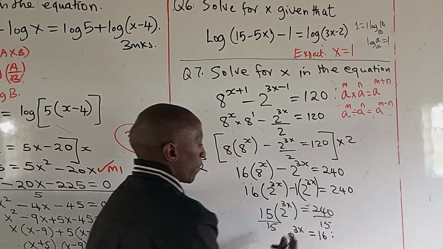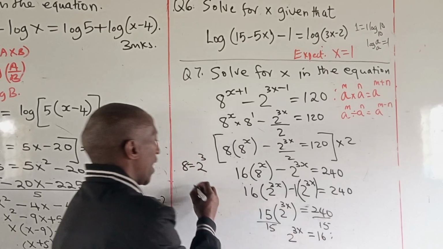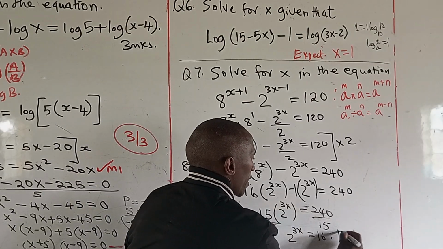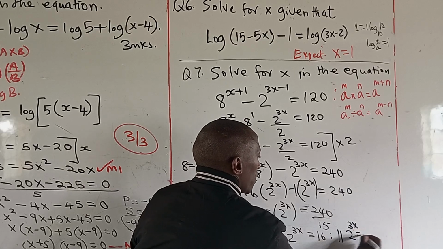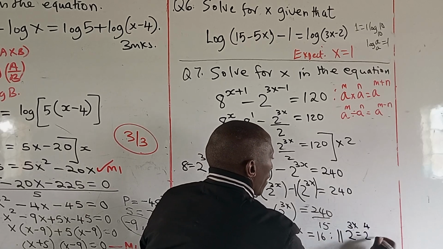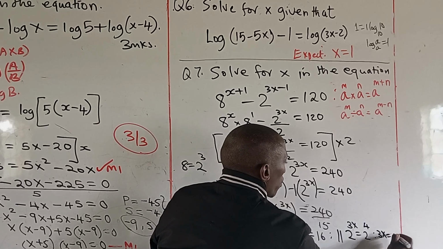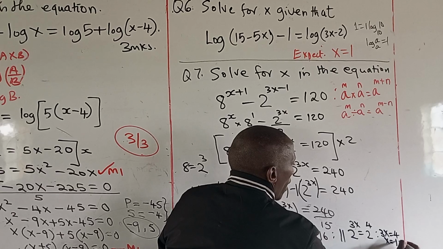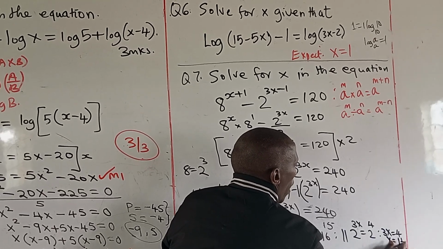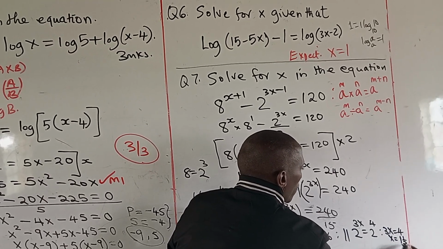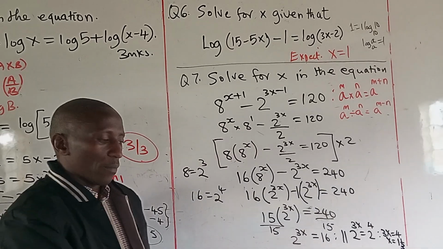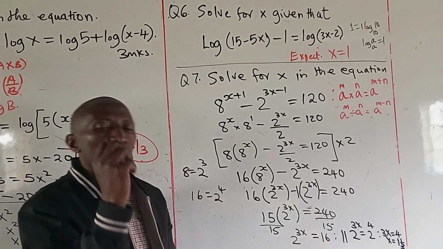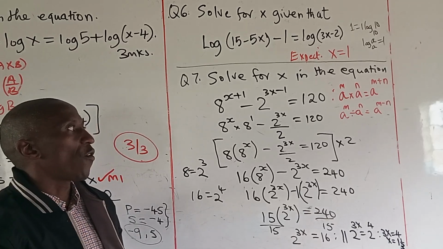Let us work it out here. And 16 can be equated to 2 power 4 by factor method. And that means 2 to the power 3x is equal to 2 to the power 4. And therefore, once more, 3x is equal to 4 and x is equal to 4 over 3, which is 1 and 1 over 3. Now, that is a very good discussion there on the application of laws of indices in this kind of questions.